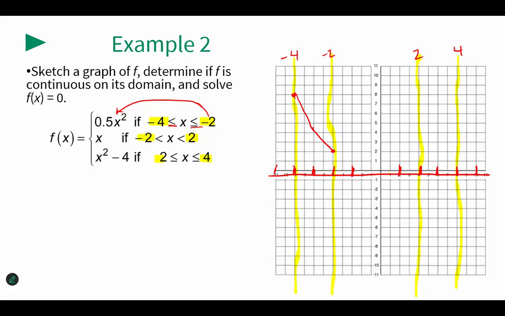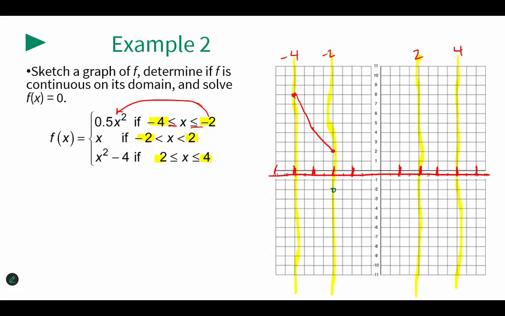On my next piece here, notice that both are not equal to, so both ends should be open circles unless they're already defined. So I'm going to evaluate -2. Well, -2 at x is just -2. So I'm going to go to -2 and go down to -2, and I'm putting in an open circle, because it's not defined, it's not equal to, it's strictly less than.